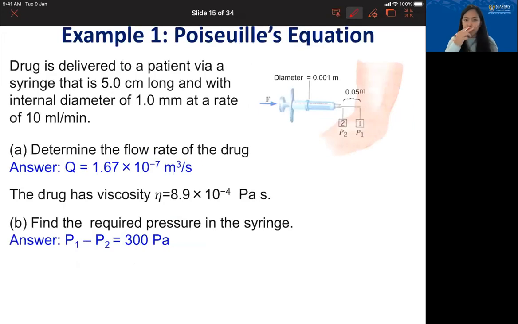Okay, so let's look at an example of how we apply Poiseuille's equation and how viscous fluids flow. So a drug is delivered to a patient via a syringe that is 5 cm long and with an internal diameter of 1 millimeter. And the drug is being delivered at a rate of 10 milliliters per minute. We want to find the flow rate of the drug if the viscosity is 8.9 times 10 to the minus 4 pascal seconds. And we want to find the pressure in the syringe, essentially P2.